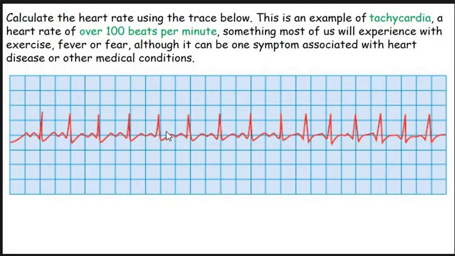Okay, then we've got this one. So this is the opposite. This is tachycardia. This is when your heartbeat is over 100 beats per minute. So it's a fast heart rate. Probably when you're exercising would be a good example of this. But some people can have it if they've got heart disease. It's with their resting heart rate, and obviously that needs treating.